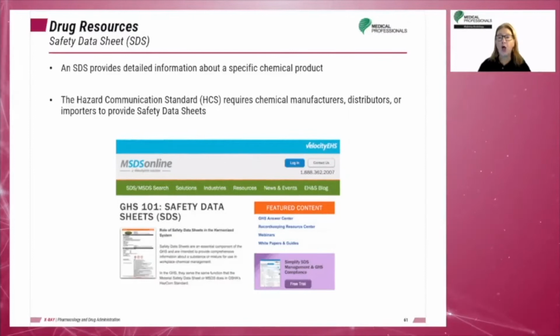OSHA requires that all healthcare facilities have a safety data sheet in the workplace for each hazardous chemical that is present. An SDS, or safety data sheet, provides detailed information about the specific chemical product. The Hazard Communication Standard, or HCS, requires chemical manufacturers, distributors, or importers to provide safety data sheets. These were formerly known as Material Safety Data Sheets, or MSDS, to communicate the hazards of hazardous chemical products.